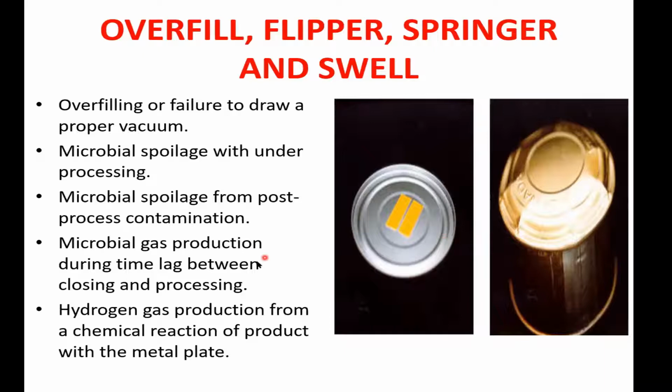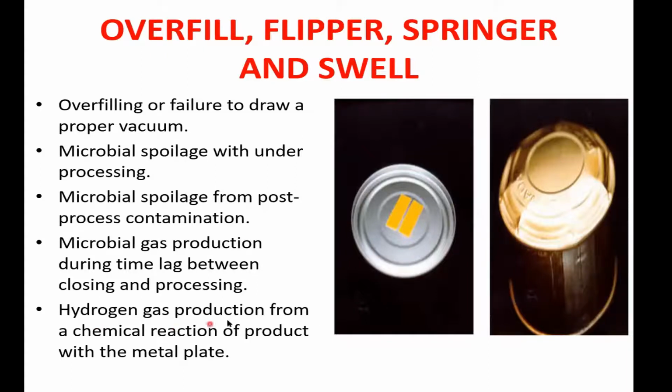So microbial gas production during the lag phase between the closing and processing. Is it clear? Another problem that we can come across: we fill the cans, seamings, everything will be done, but it takes more time for retorting. If you are unhygienic and you are not going for processing immediately, there will be some time for the bacteria to produce the gas. During that time also we can come across this type of bulging.